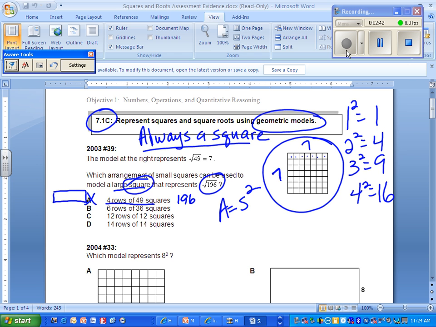So for that reason alone, that's not going to be my model for the square root of 196. 6 rows of 36, again, is a rectangle. And I think it turns out to be like 216 little squares anyway. All right, a 12 by 12. Now that does make a square. However, it's going to be 144, not 196. So that's not it. A 14 by 14 is in the shape of a square, and it's also going to give me 196 little square units. So that's my model. Now remember, it cannot be these two because those are rectangles. My model is always going to be in the shape of a square. And 12 by 12 gives me 144.